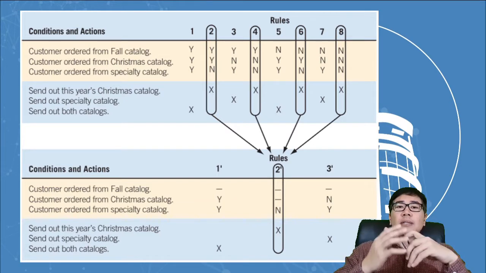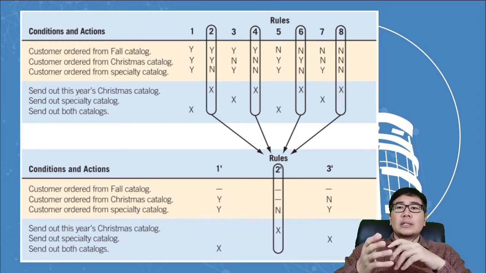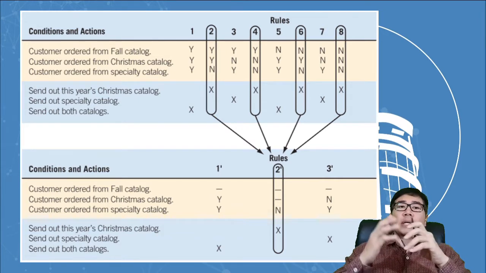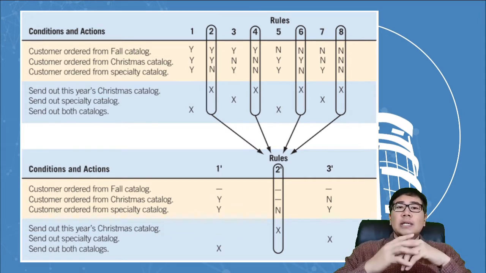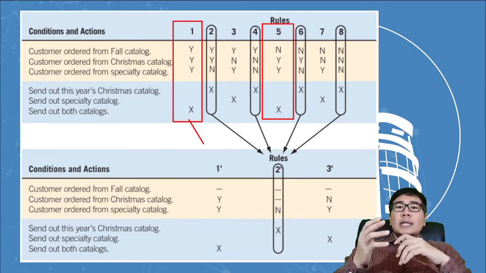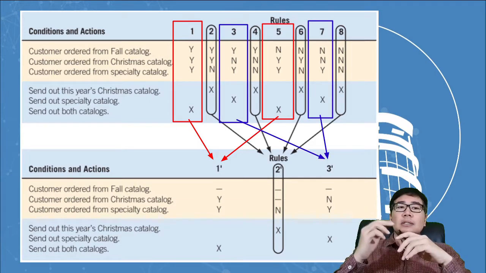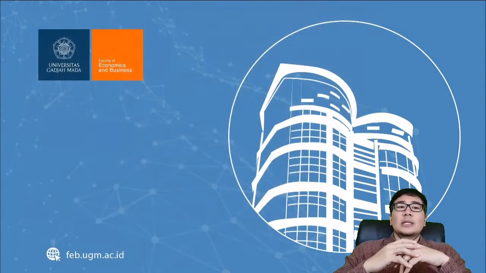Rules number 2, 4, 6, and 8 have one condition and action in common, which is the condition that the customer doesn't order from the special catalog and the action of sending the Christmas catalog. And so the 4 rules are merged into rule number 2 in the new decision table. This is also true for rules 1 and 5 from the old table, merged into rule 1 in the new table. And rules 3 and 7 from the old table, merged into rule 3 in the new table.